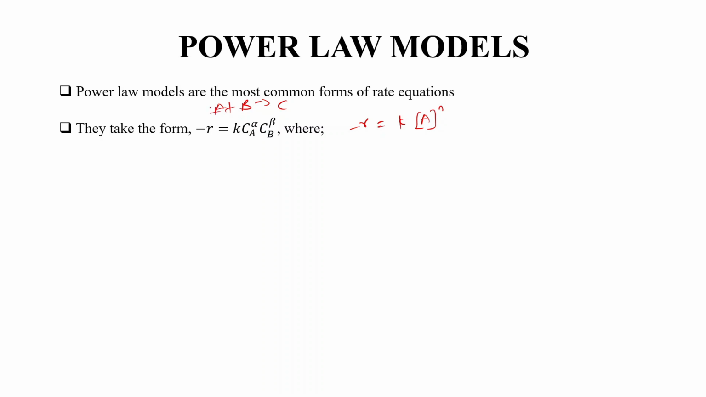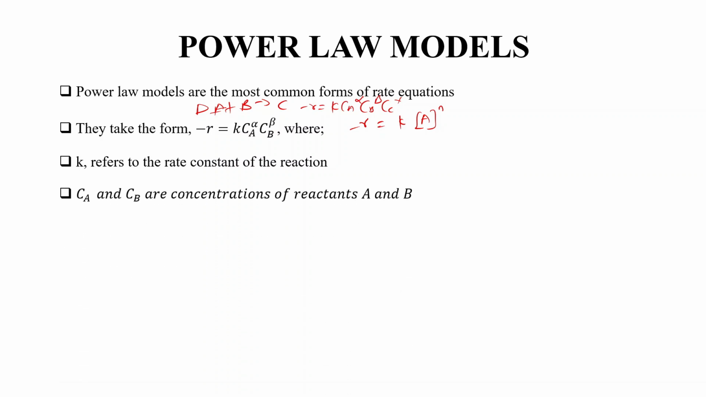If you had three reactants, let's say A plus B plus C, we're going to have something like R being equal to K CA alpha, CB beta, and CC, let's say gamma. So it depends on the number of reactants. But the bottom line is that the rate is always equal to K multiplied by the product of the concentrations of reactants, not products, where K refers to the rate constant of the reaction. Our CA and CB are concentrations of reactants A and B. If you had just one reactant, that would have been R being equal to K CA superscript alpha.